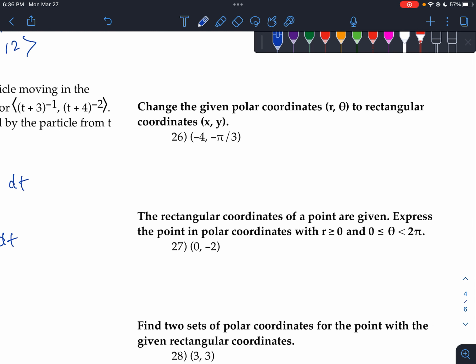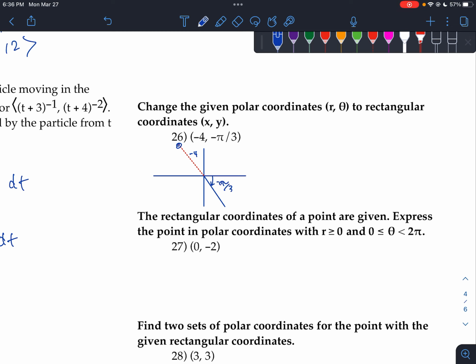Okay, so here's a polar coordinate. This polar coordinate has an angle of negative pi thirds. So negative pi thirds would be right here. But it also has a negative r value. So that means you're going to want to put it in this direction right here. So this would be negative 4. This right here is negative pi thirds.